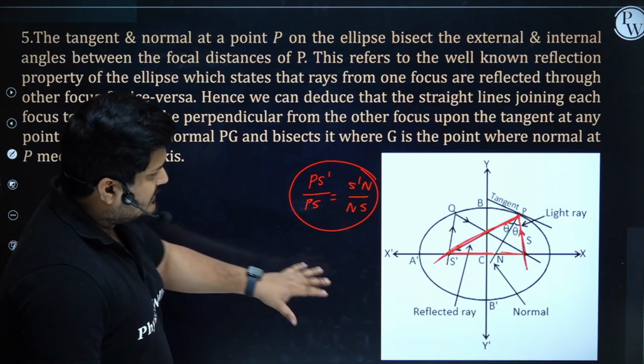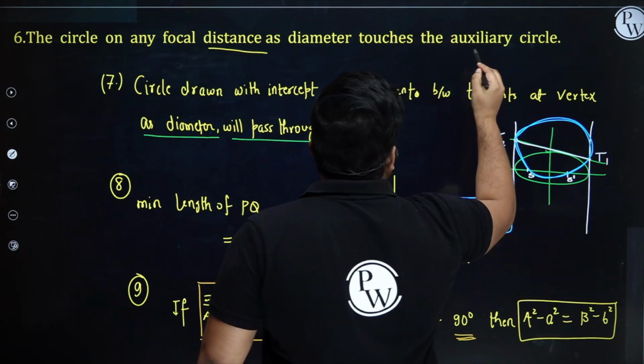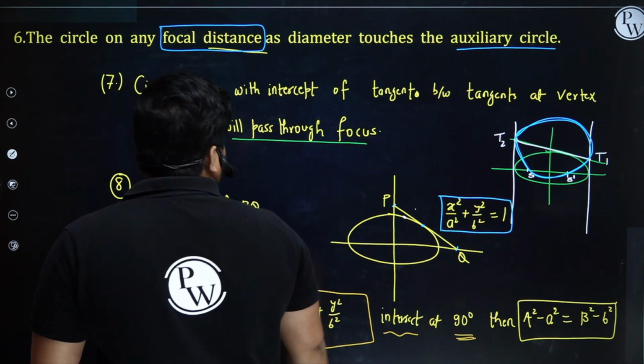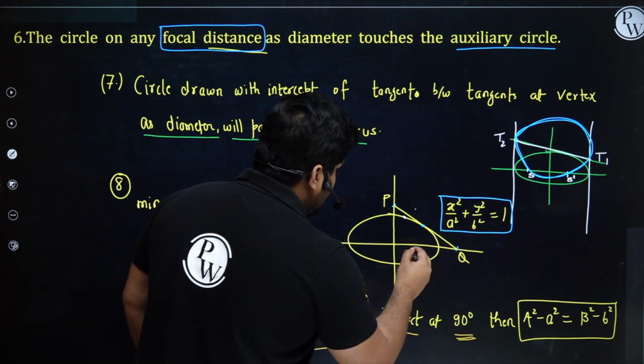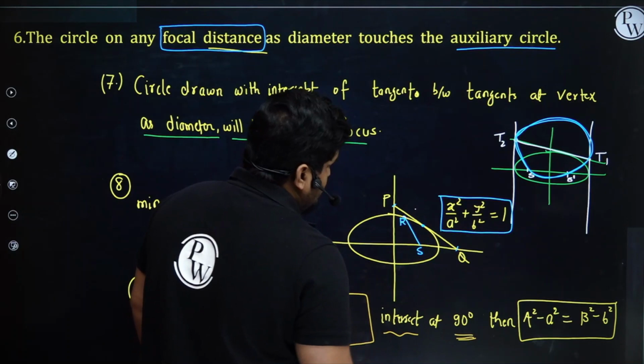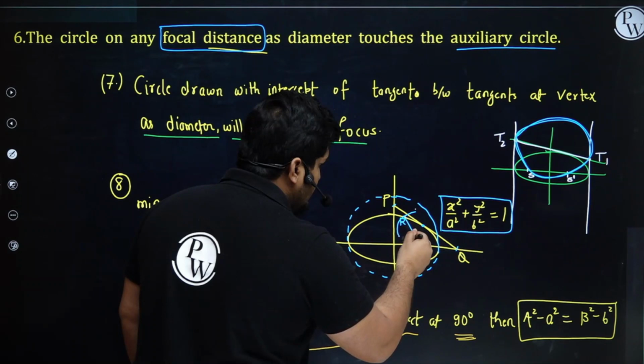Moving on to the other. Okay, guys, let's see a few more important properties. The first one here is a circle on any focal distance as diameter will touch the auxiliary circle. Now, guys, this is about focal distance. In this diagram, we have an ellipse here. Let's say this is focus S and this is some point R. If I draw a circle considering RS as diameter, that is going to touch the auxiliary circle at some point.